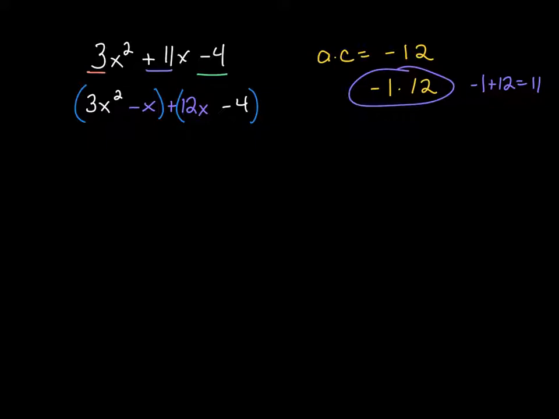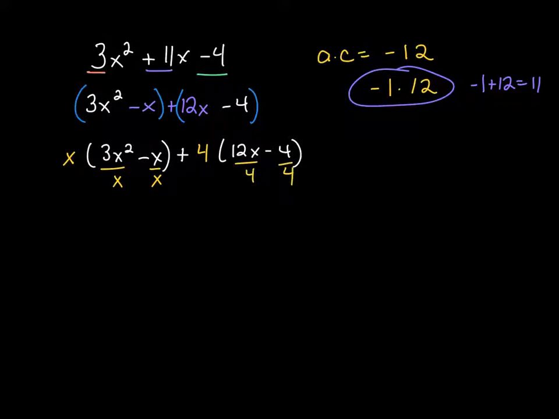For this first group, my common factor is just x. So we have 3x squared minus x, and we divide each of these by x. And then for our second group, my common factor is going to be 4, because 12x and 4 are both divisible by 4. And then we divide each of those by 4. Okay, and then after simplifying the division, we have x times 3x minus 1 plus 4 times 3x minus 1.